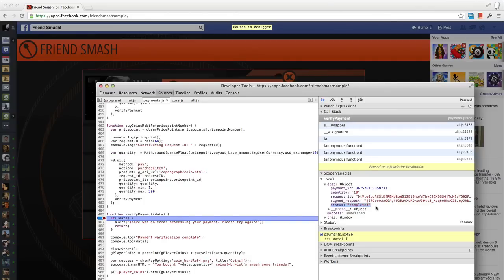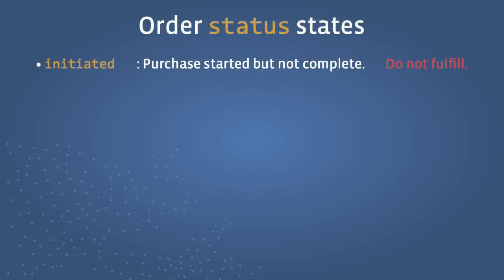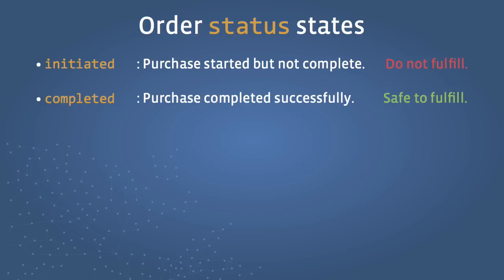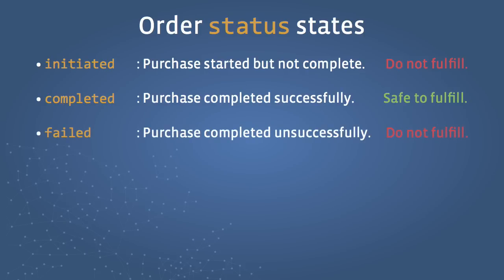An order can be in one of 3 states. Initiated. An initiated payment designates the payment is underway but not yet complete. You should not fulfill an order with this status. You may see this for certain payment methods which require a long time to settle. For example, some require a user to fill out a form online and physically take it to their bank to pay. Completed. This means the payment was successfully completed. You should fulfill orders with this status. Failed. This designates a failed payment. You should not fulfill an order with this status.